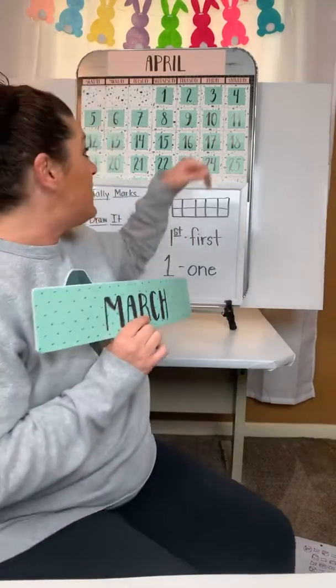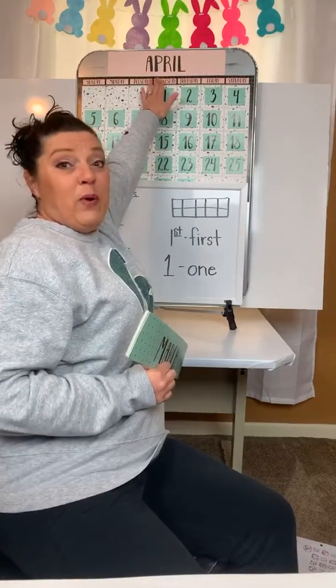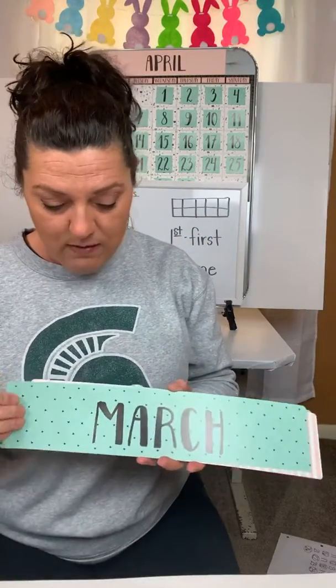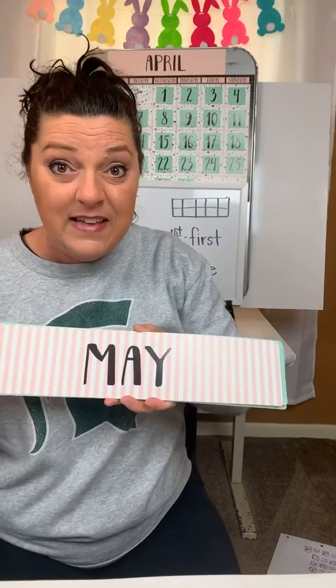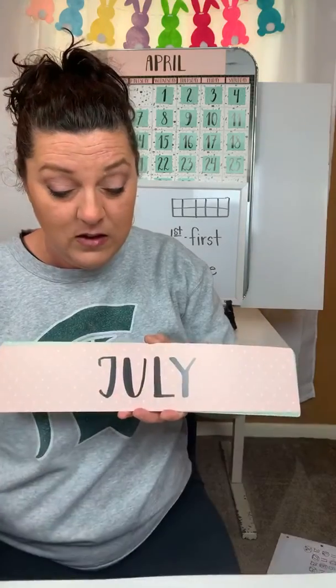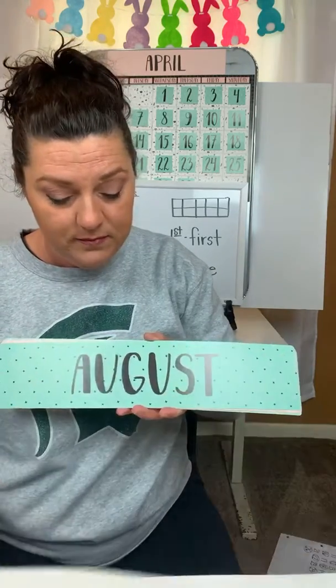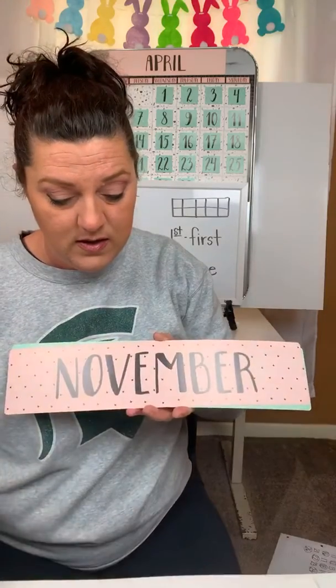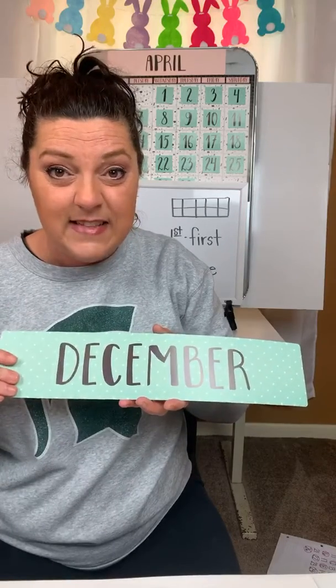And after March is April. After April is May, June, July, August, September, October, November, and December. Those are all of the months of the year.